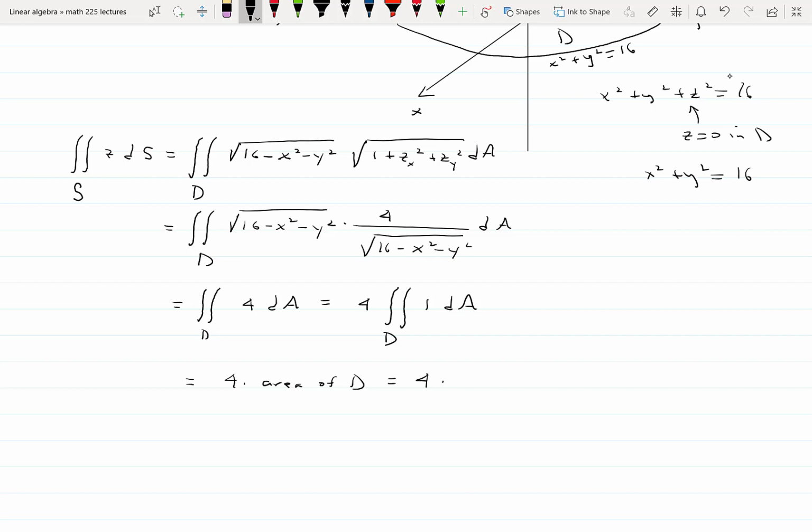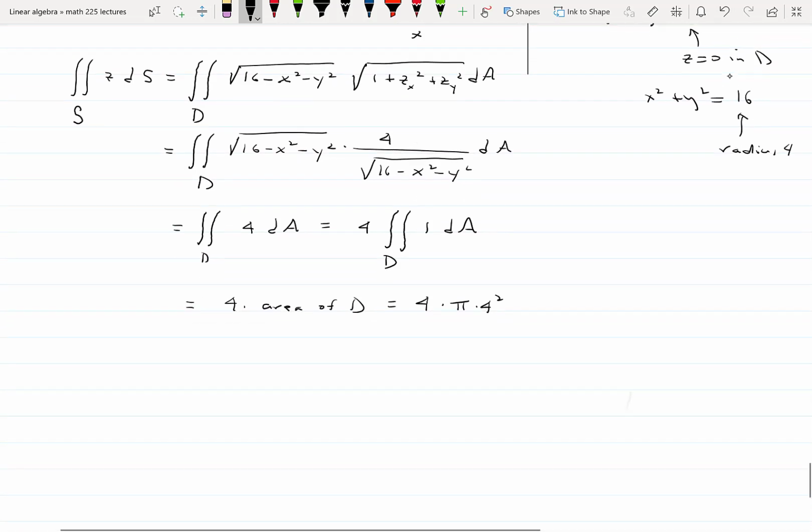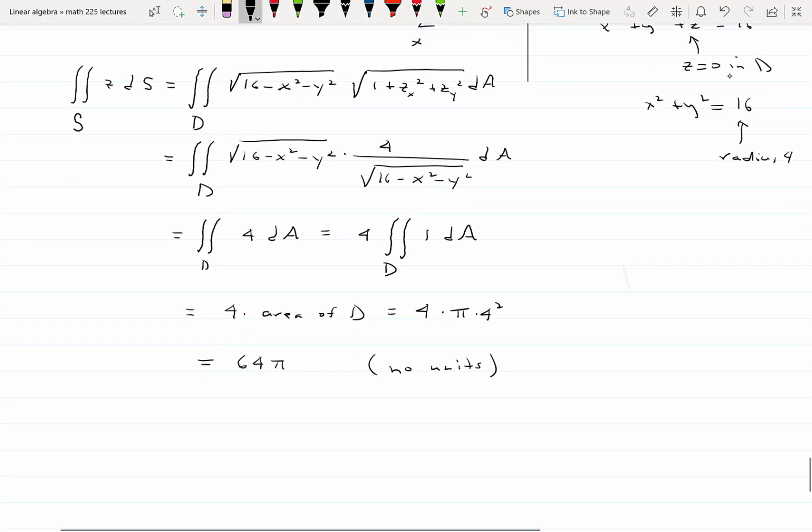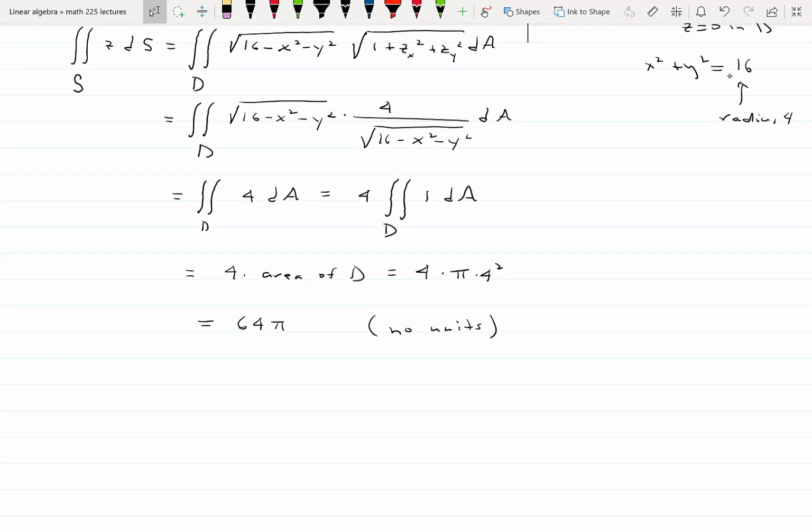Or 4 times, what's the area of a circle centered at the origin? Radius 4. It's pi times 4 squared. Okay. Or finally, oops, not 16, but 64 pi. No units. We can't possibly give units because we don't know what the units of the function f of x, y, z equals z is. So we don't have any units for this. Okay, so this is not surface area.